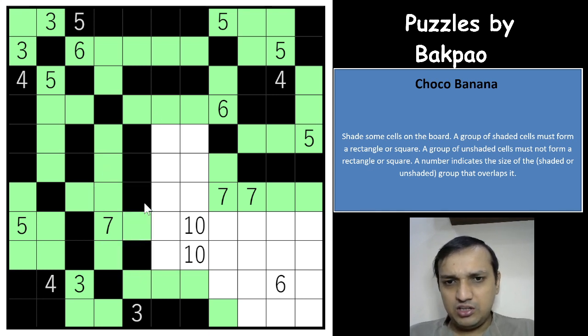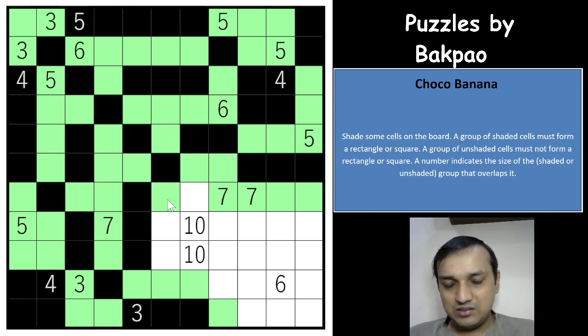If this is unshaded, you'll have more than 6 cells in that group. So this would have to be unshaded. You got the 7 as well, 6 as well. Amazing. 1, 2, 3, 4, 5, 6. This cannot be unshaded. It would have to be shaded.